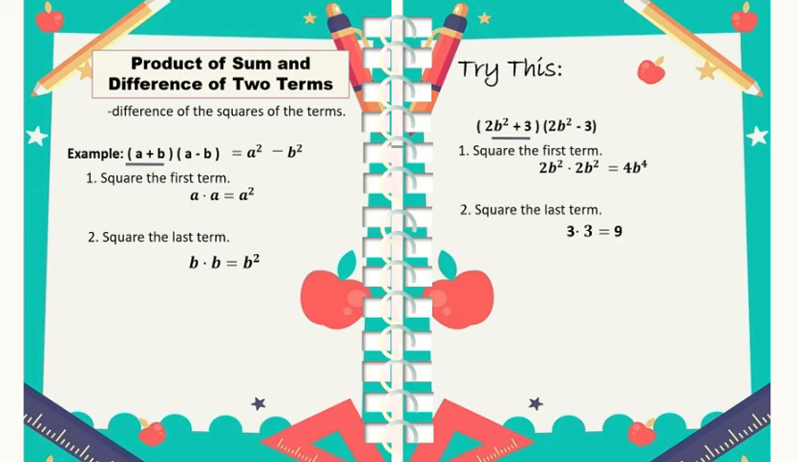Then, next, square the last term. The last term here is 3, 3 times 3 is equal to 9. So, we have 4v raised to 4 and 9. Then, get the difference of the squares of the terms. So, we have 4v raised to 4 minus 9. The answer for quantity 2v squared plus 3 times 2v squared minus 3 is equal to 4v raised to 4 minus 9.